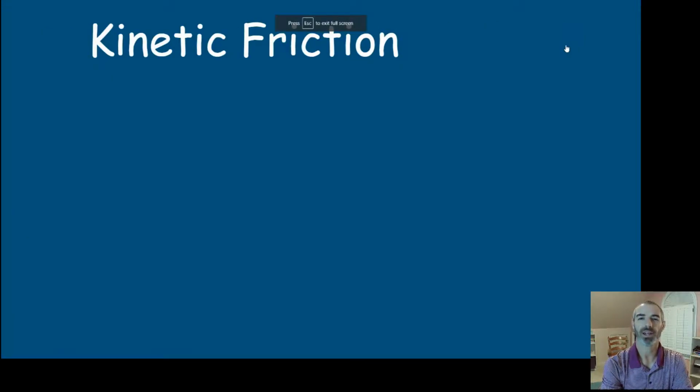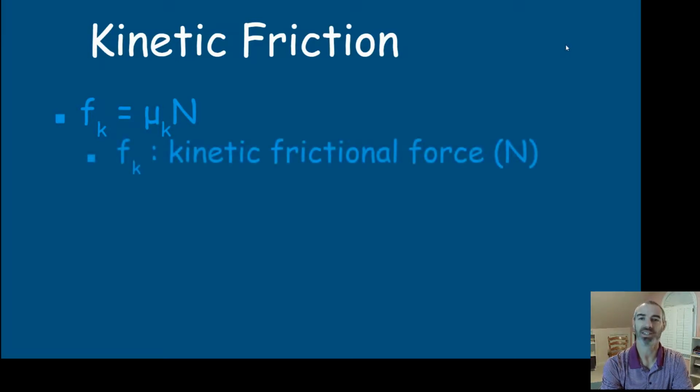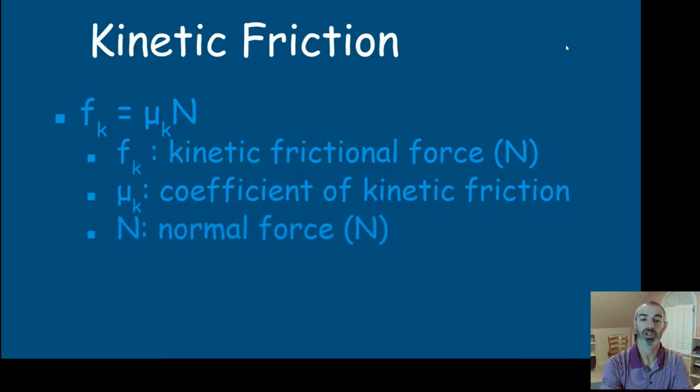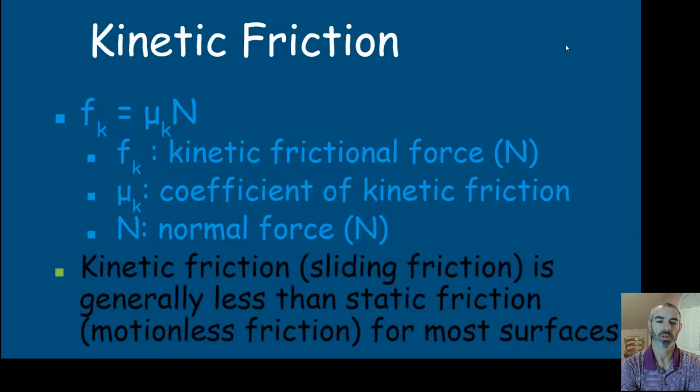So now let's look at kinetic friction. Kinetic friction is equal to mu of k times the normal force. Notice that it's equal to, this is a constant. So between two surfaces, the normal force times the coefficient of kinetic friction is going to equal the kinetic friction force. Kinetic friction is when we're sliding. It's generally less than static friction, as we talked about, which means that it's easier to keep an object moving than it is to get it started.